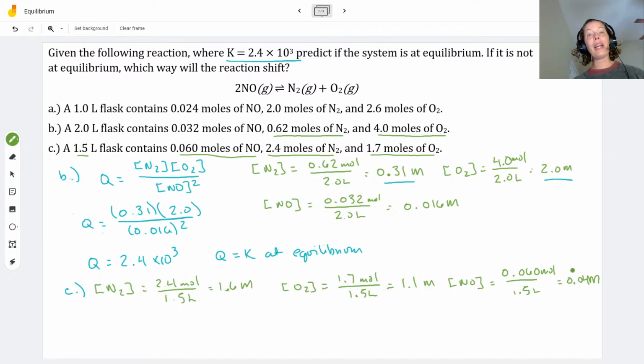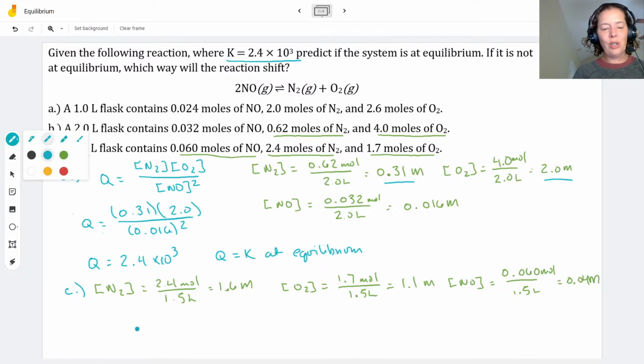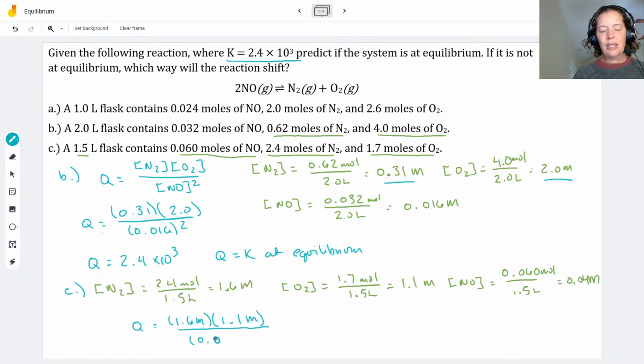Okay, so I've got my concentrations. I can plug into my expression for Q and calculate what Q is. So Q is going to equal my nitrogen concentration times my oxygen concentration divided by my nitrogen monoxide squared. So I get a value of Q of 1.1 times 10 to the third.